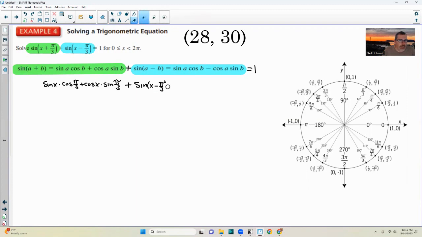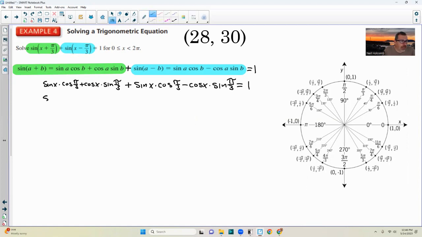And now I don't want to have this portion here. I just want to go right into the rule. So sine of a, which is x, times the cosine of b, which is pi over 3, minus the cosine of x times the sine of pi over 3. And that has to equal 1. Okay, let me fix this. It's a mess. This is a 3.